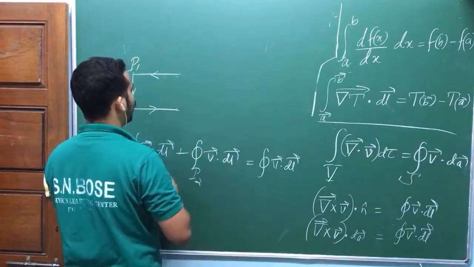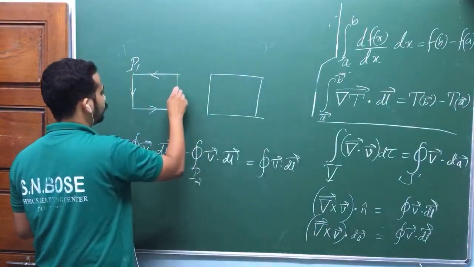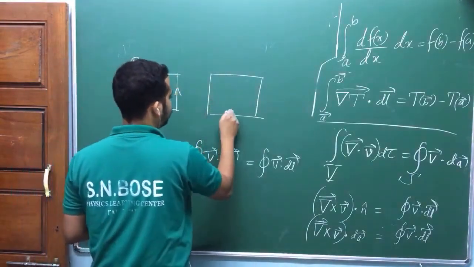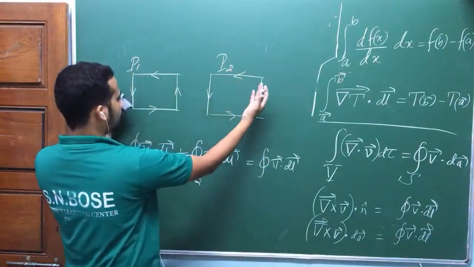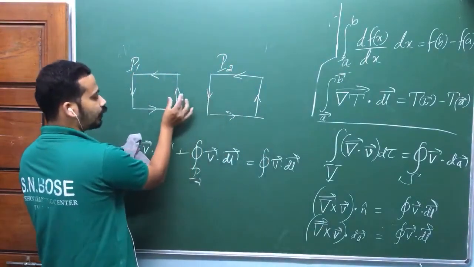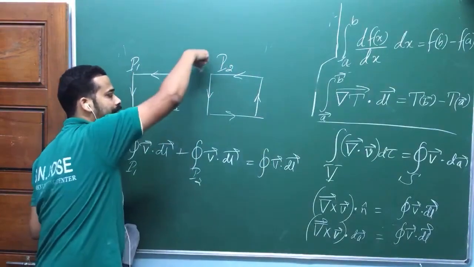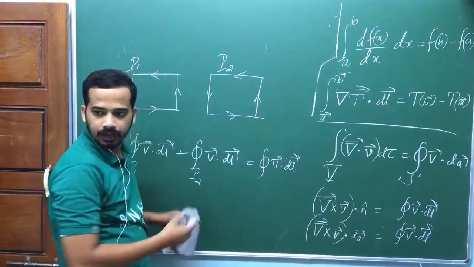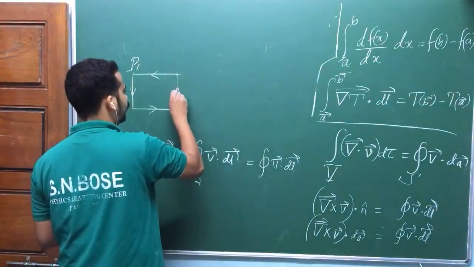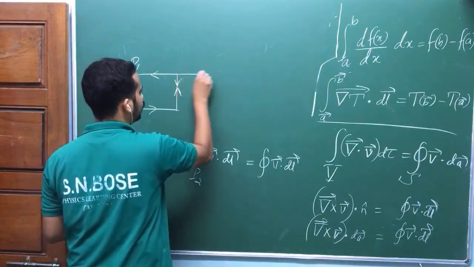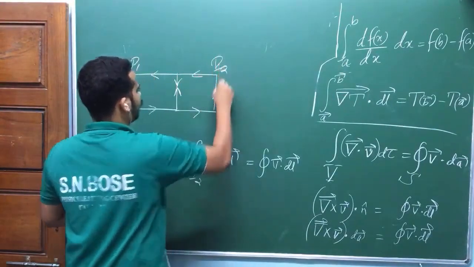Let me just draw them separately. Then let me join them. So this was P1, this was P2. Now when you join these two, this line integral takes the dl vector upward, and this line integral takes the dl vector downward. So this is for P1, and this is for P2, isn't it?